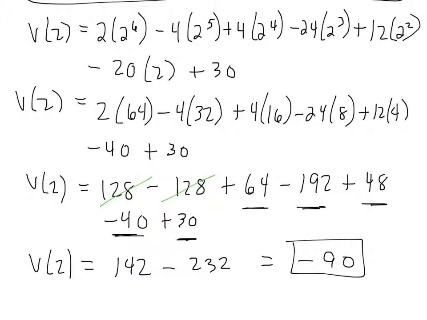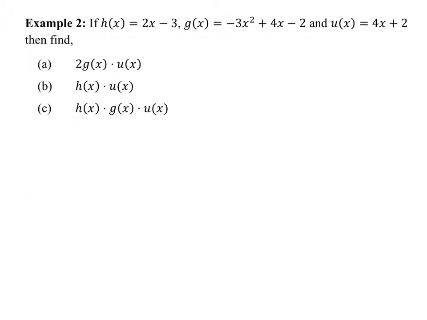Let's pause there for today. In example 2, we're given the function h of x, the function g of x, and the function u of x. Then we're asked to find the quantities 2 times g of x times u of x, h of x times u of x, and then h of x times g of x times u of x.